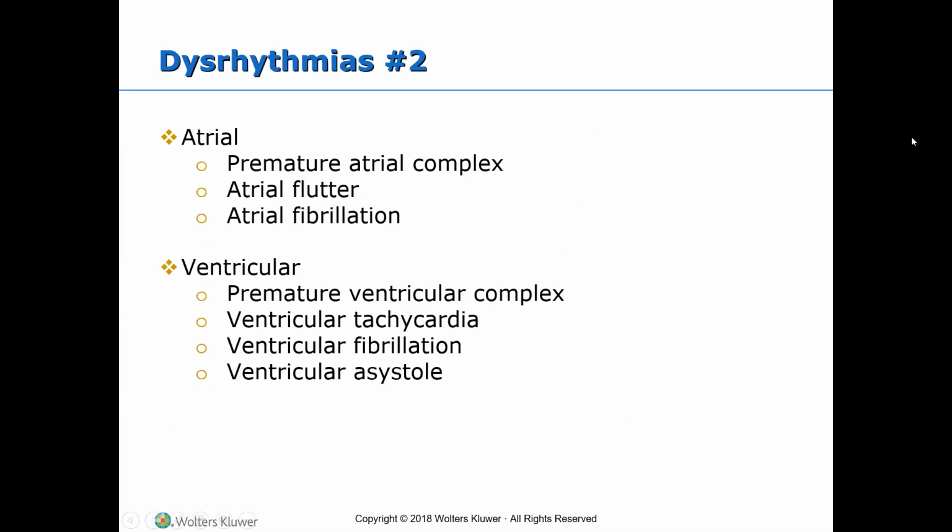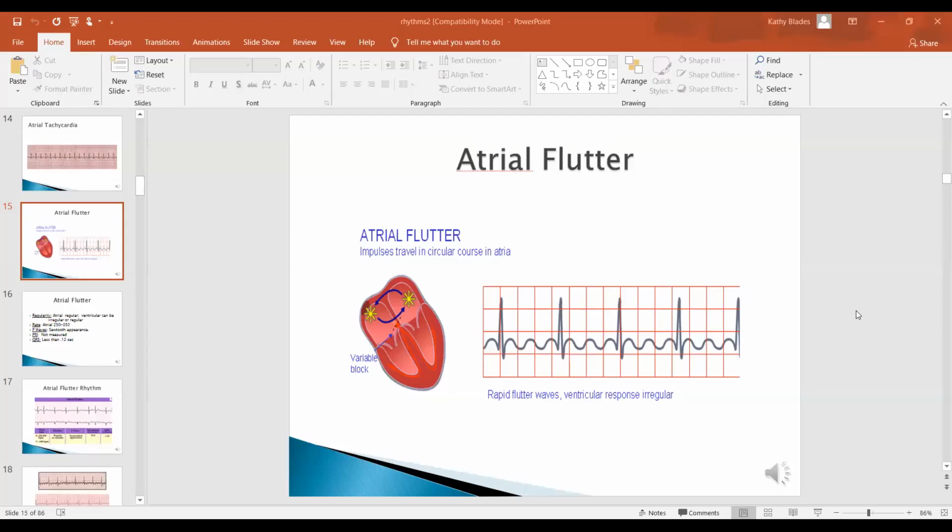So there's different types of dysrhythmias. You have atrial and ventricular. Remember, you have atria in your heart and ventricles in your heart, right? So if I go from here to this other presentation that I have, so let's look at a flutter.